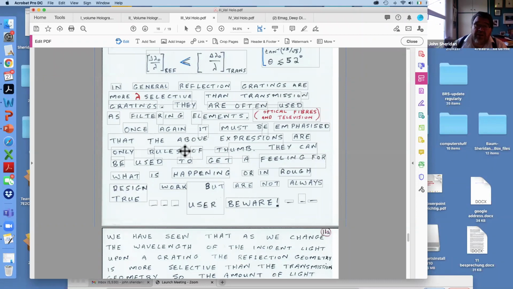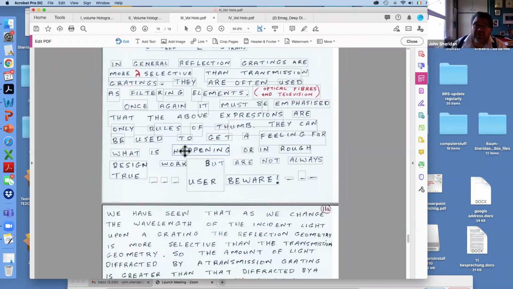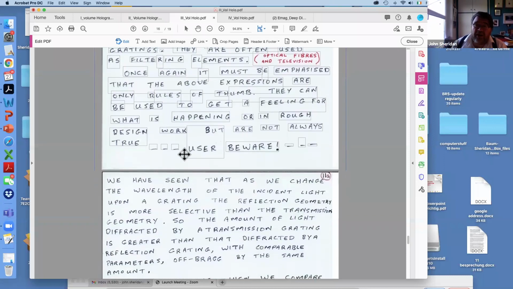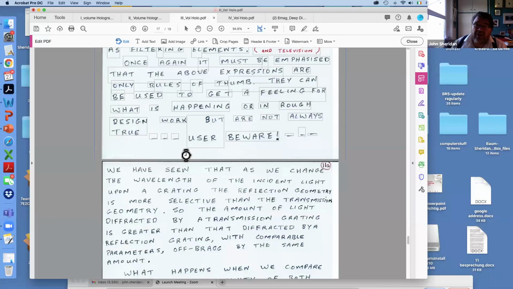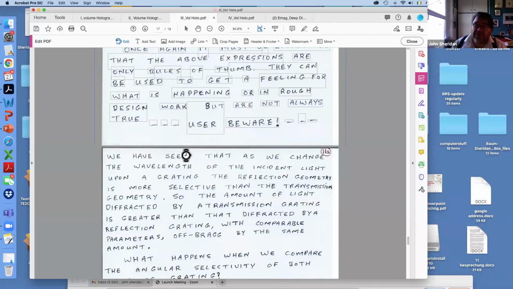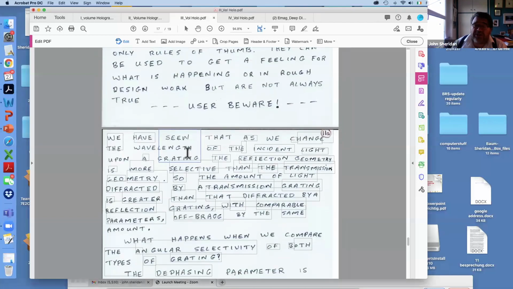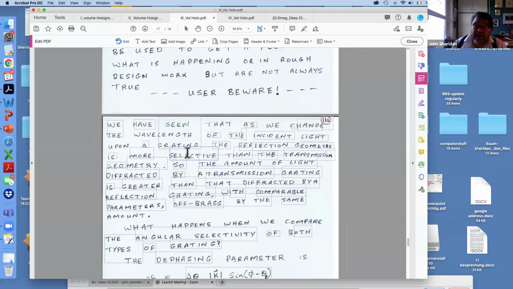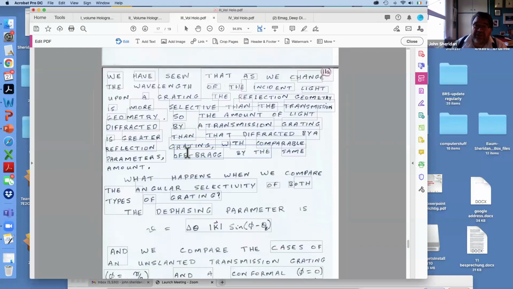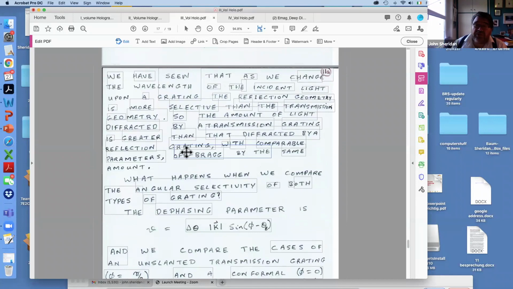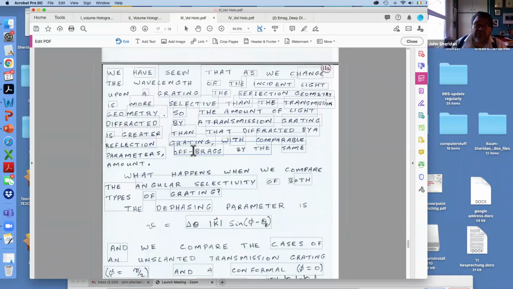Once again, it must be emphasized that the above expressions are only rules of thumb. They can be used to get a feeling for what's happening or in rough design work, but they're not always exactly true. So you've always got to be a bit wary of any rule of thumb, okay? There's generally some good truth behind them, and as long as they're worst case analysis, they'll give you a feeling as to whether or not something can be done. And then how well it can be done is a very, very different idea. And even with these rules of thumb, if they say it can't be done or if it's marginal, you've always got to go away and do the actual calculation to find out.